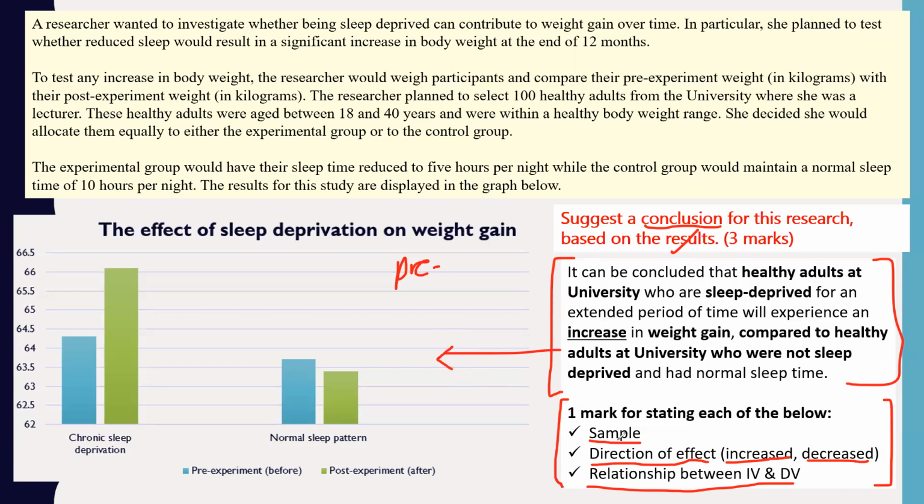Okay, so in any conclusion that you write, it's always going to be worth 3 marks. Okay, and those 3 marks will go for you mentioning the name of the sample, the direction of effect, which is quantifying or explaining the quantity, whether something's increasing or decreasing, as well as a statement of the IV and DV and the relationship between the two. Okay, so that's basically the 3 things you always need to include for a 3-mark conclusion. Okay, so that's basically the conclusion.